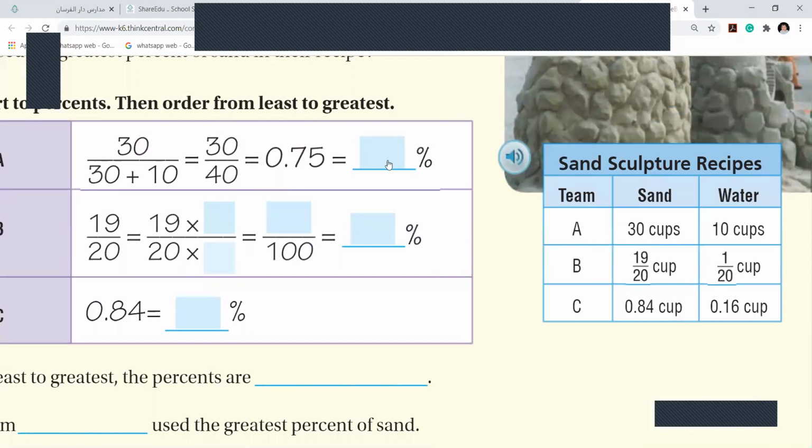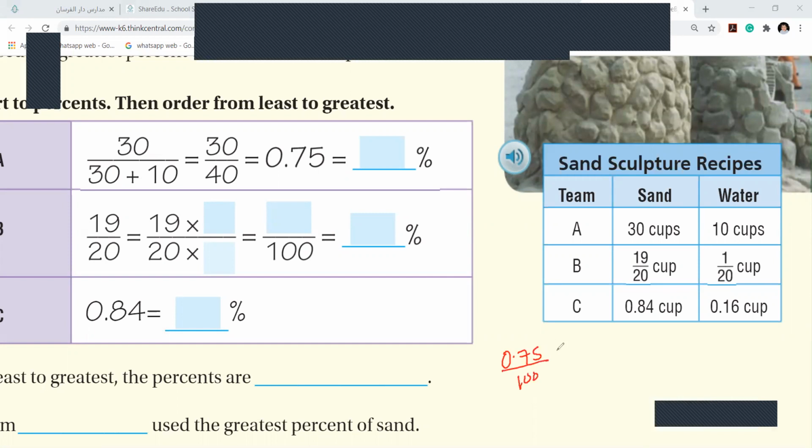If I say 0.75, how much percent is that, girls? It's less than 1. It's nothing but 75 over 100. If I say 0.75, this is like 100 over 100, it moves and it's nothing but 75 over 100. That is 75%.